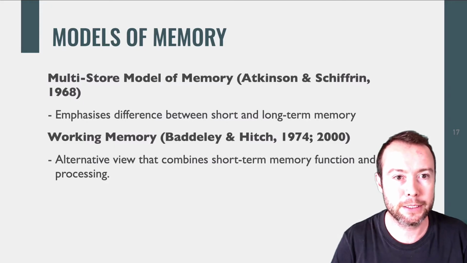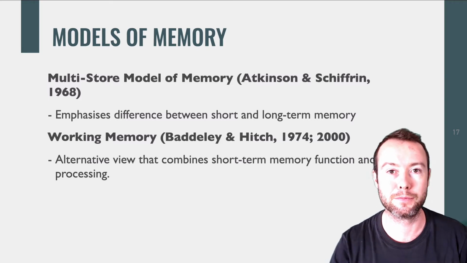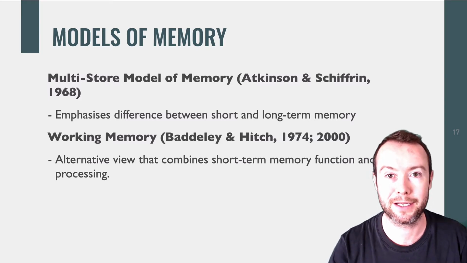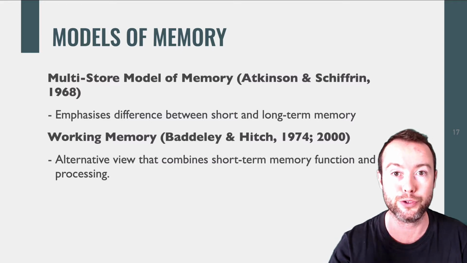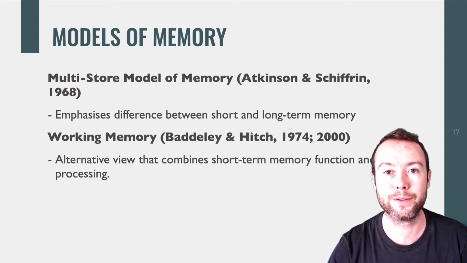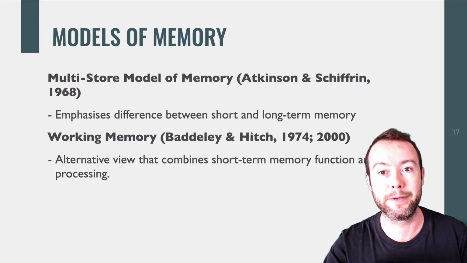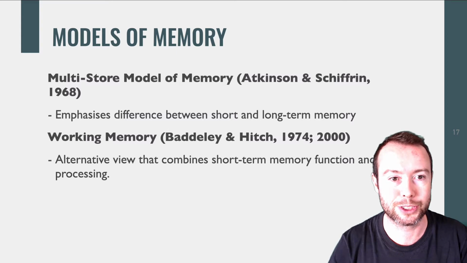Okay, now the majority of theorists have assumed that short-term memory and long-term memory are distinct systems, both conceptually and in terms of the neural basis. On the next few slides, we're going to consider some of the different models that are proposed to explain the way that short and long-term memory systems are related to each other.